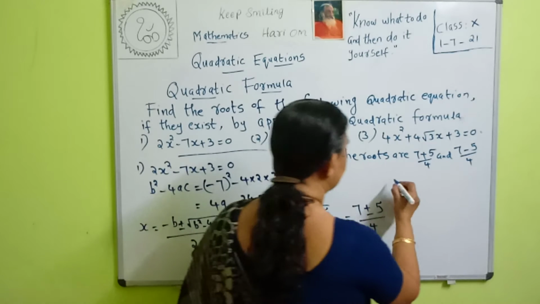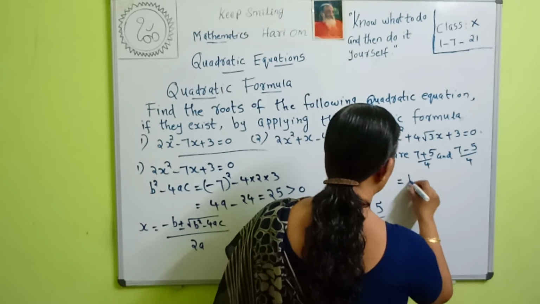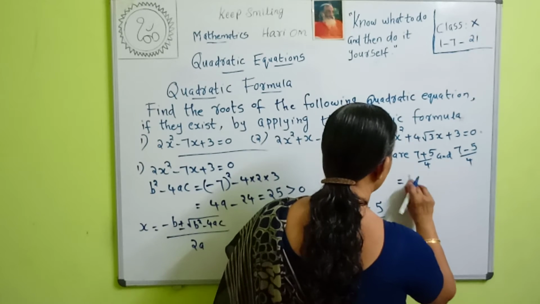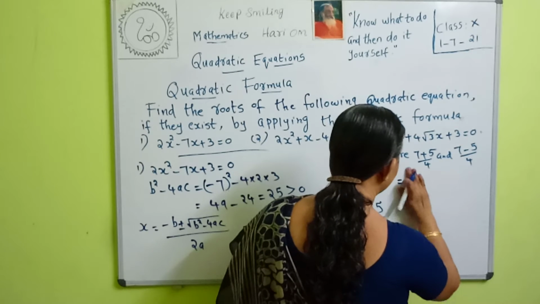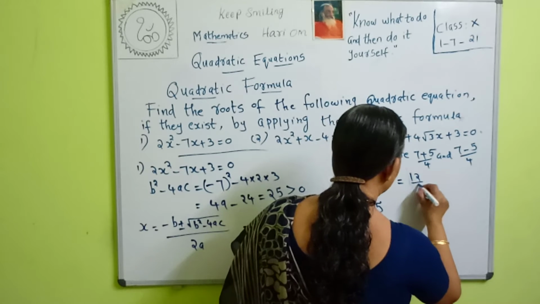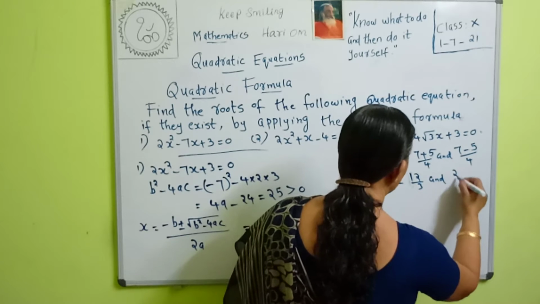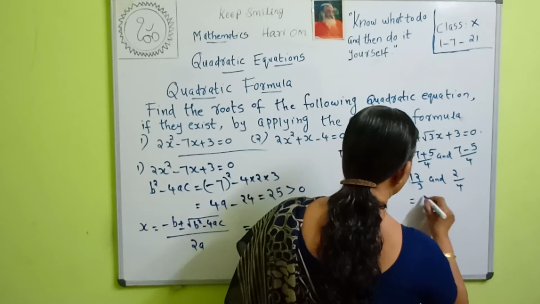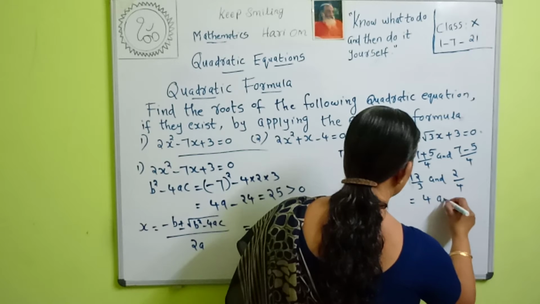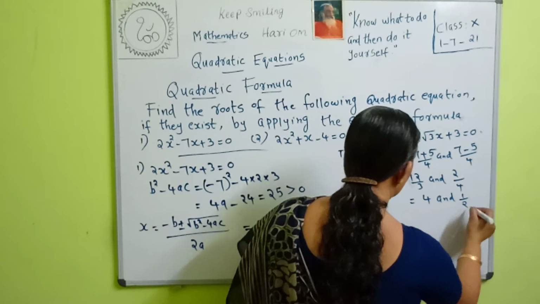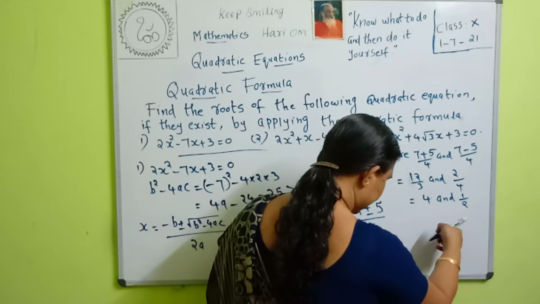What is 7 plus 5 by 4? It is equal to 12 by 4. And 7 minus 5 is 2 by 4, or we can write it as 4 and 1 by 2. So the roots are 4 and 1 by 2.